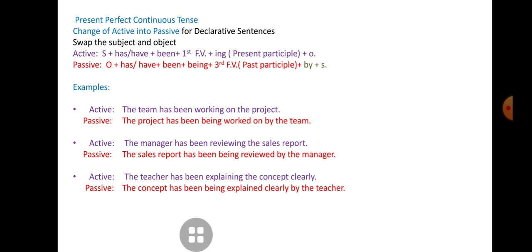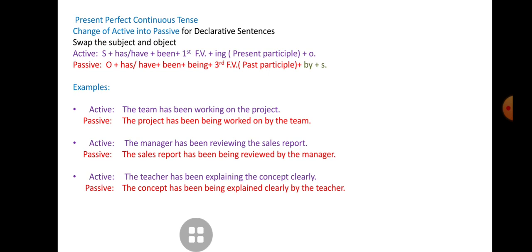So examples. Here the active voice sentence is: the team has been working on the project. So here the subject is the team, and the object is the project. So we will swap them. The project will become the subject of the passive voice and the team will become the object of the passive voice.